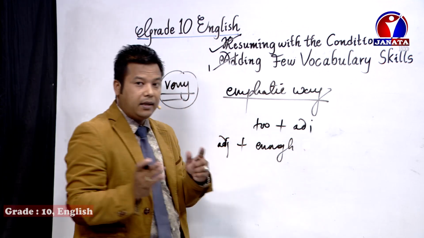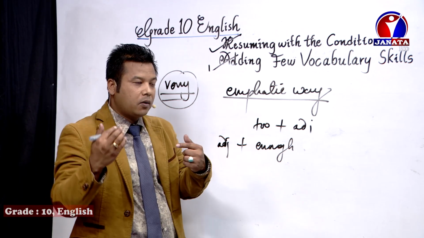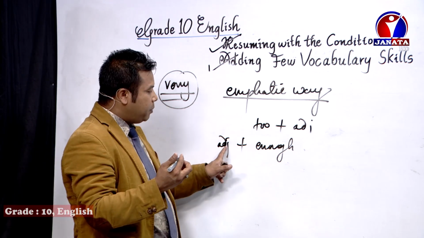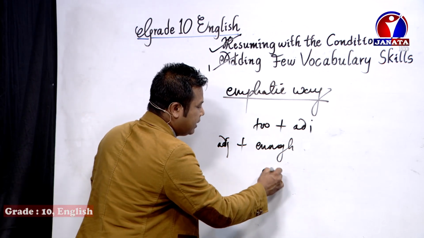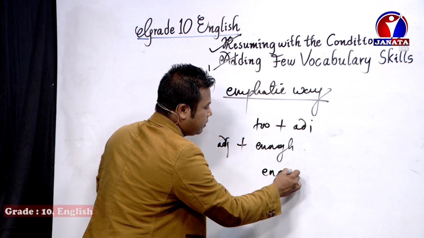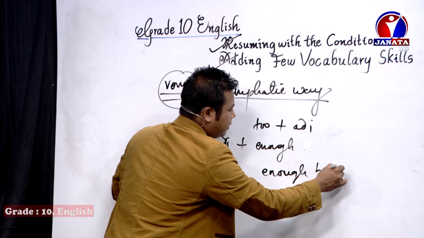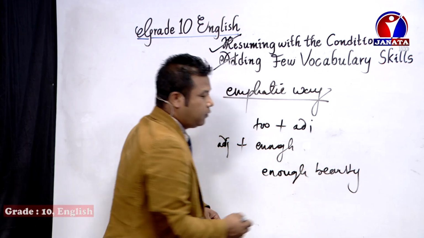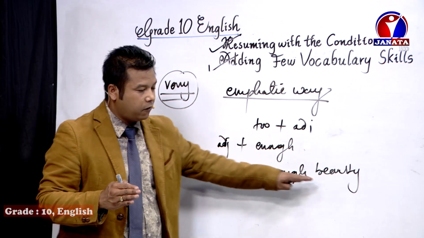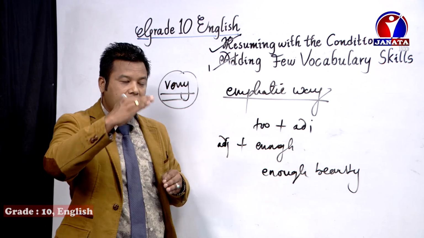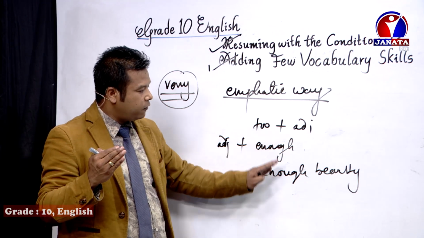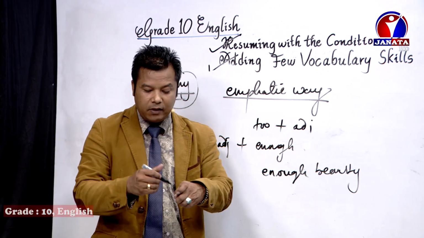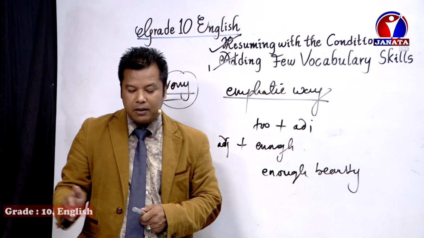But again, if you are trying to focus on the noun instead of saying beautiful enough, then how do I say? I will usually say enough beauty. I transform the idea of beautiful into beauty and say enough beauty. Beautiful enough, enough beauty. The position is adjective plus enough, enough plus noun. That's how we study.